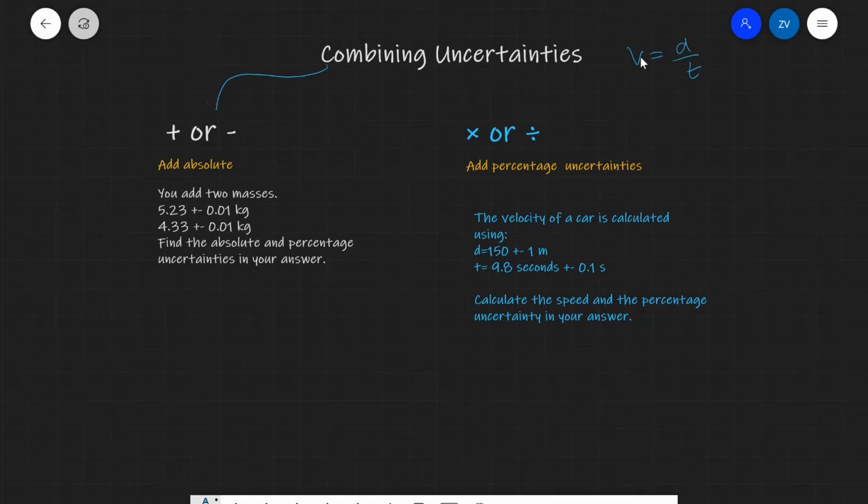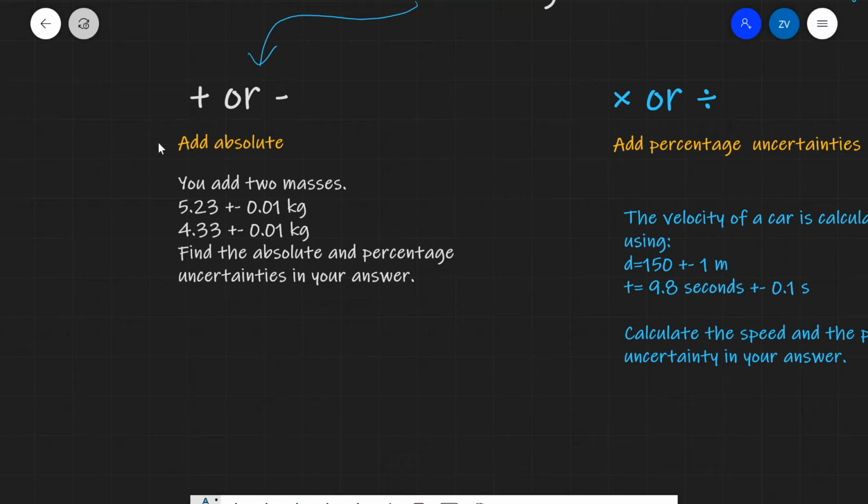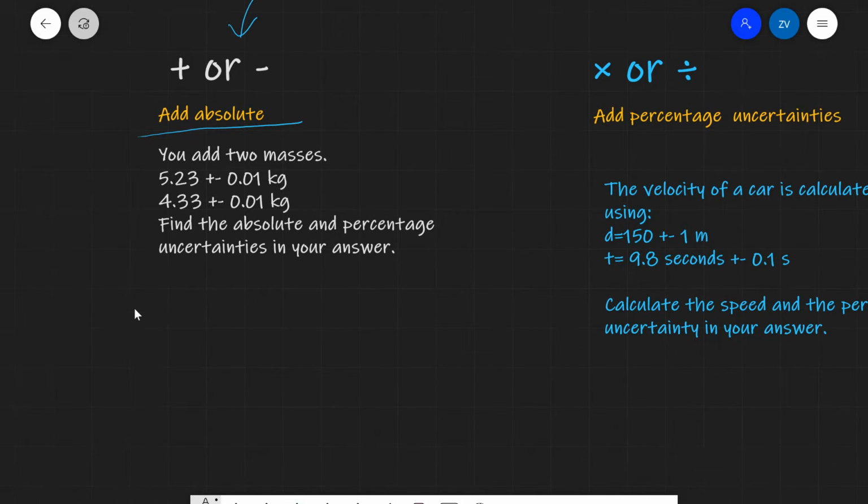If we were to add or subtract quantities, we need to add the absolute uncertainties, and this is really important. If we multiply or divide, we need to add the percentage uncertainties. Here are a couple of examples. In the first case, we just add two masses and we have the following data: 5.23 plus or minus 0.01 kg and 4.33 plus or minus 0.01 kg. Find the absolute and the percentage uncertainties in your final answer.